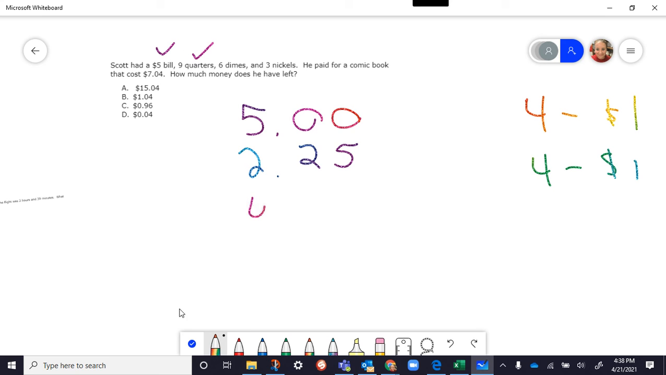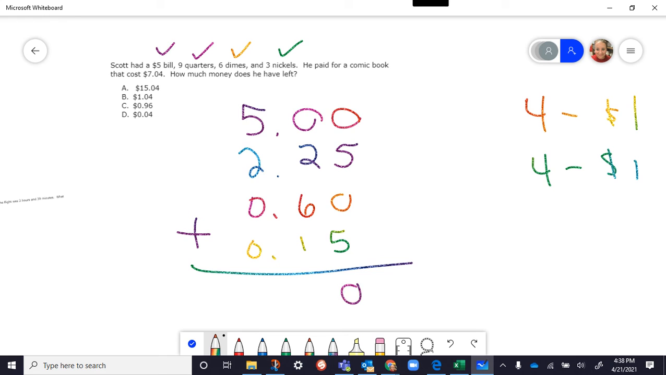6 dimes is 60 cents. Check that off. 3 nickels is 15 cents. Check that off. Then he gets into paying for something. Well, before we pay for something, we have to know how much money we have. So we're going to add these up. So 5 and 10, 6, 7, 8, 9, 10, 5, 6, 7, 8. So he has $8. And let me get rid of this scratch over here.